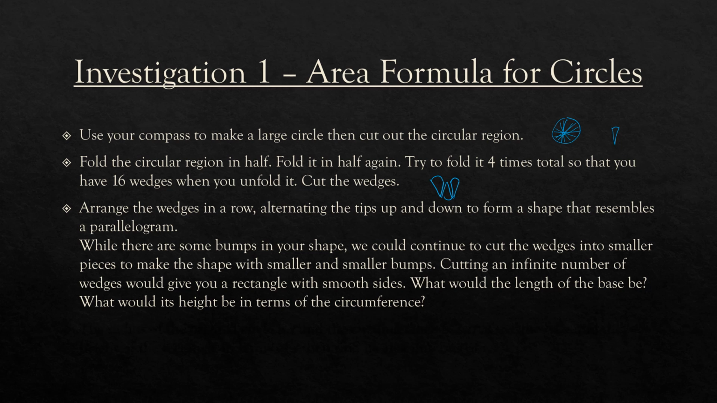There are some bumps in your shape. If we continue to cut the wedges into smaller and smaller pieces, we would make a shape with smaller and smaller bumps. Cutting an infinite number of wedges would give us a rectangle with smooth sides. What would the length of the base be? What would its height be in terms of the circumference?